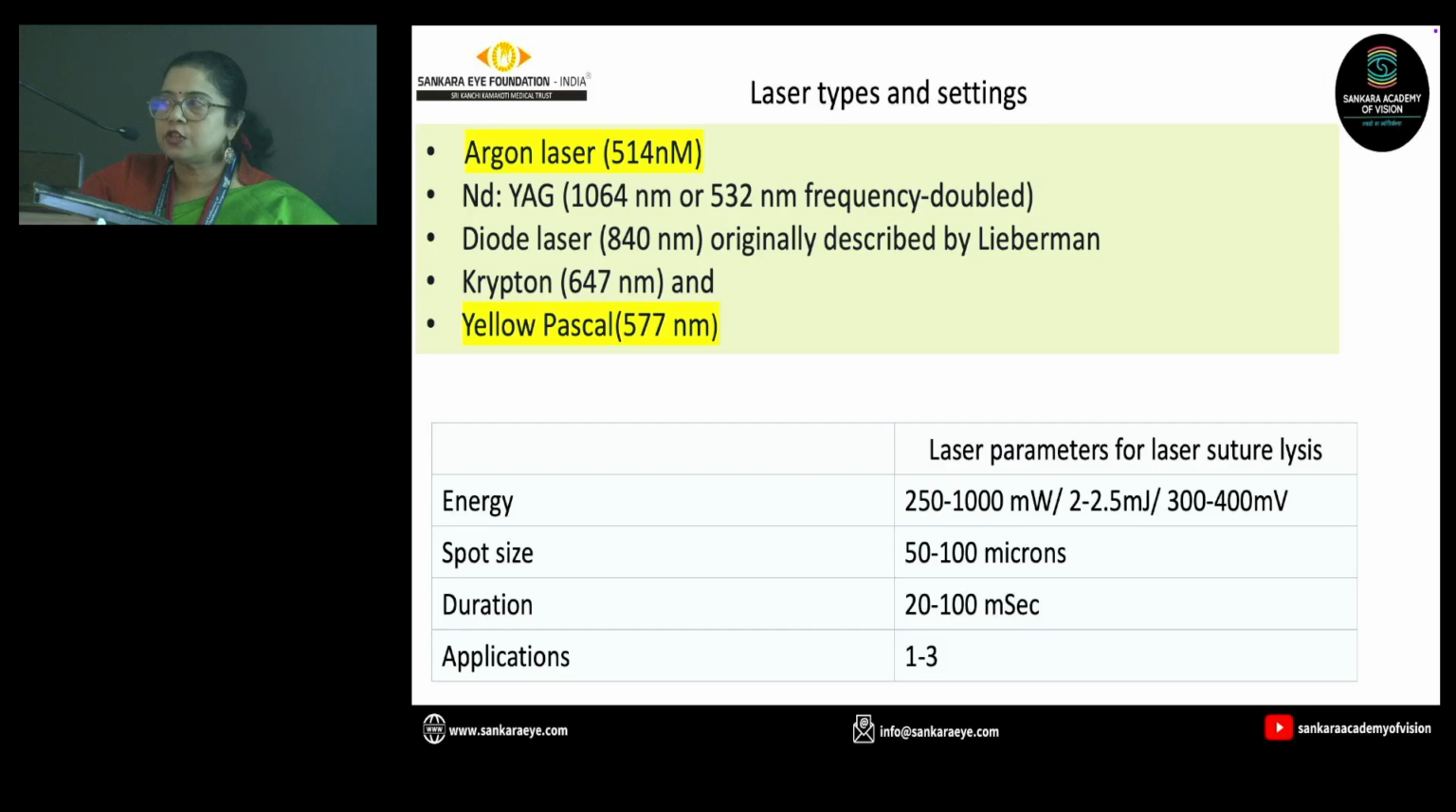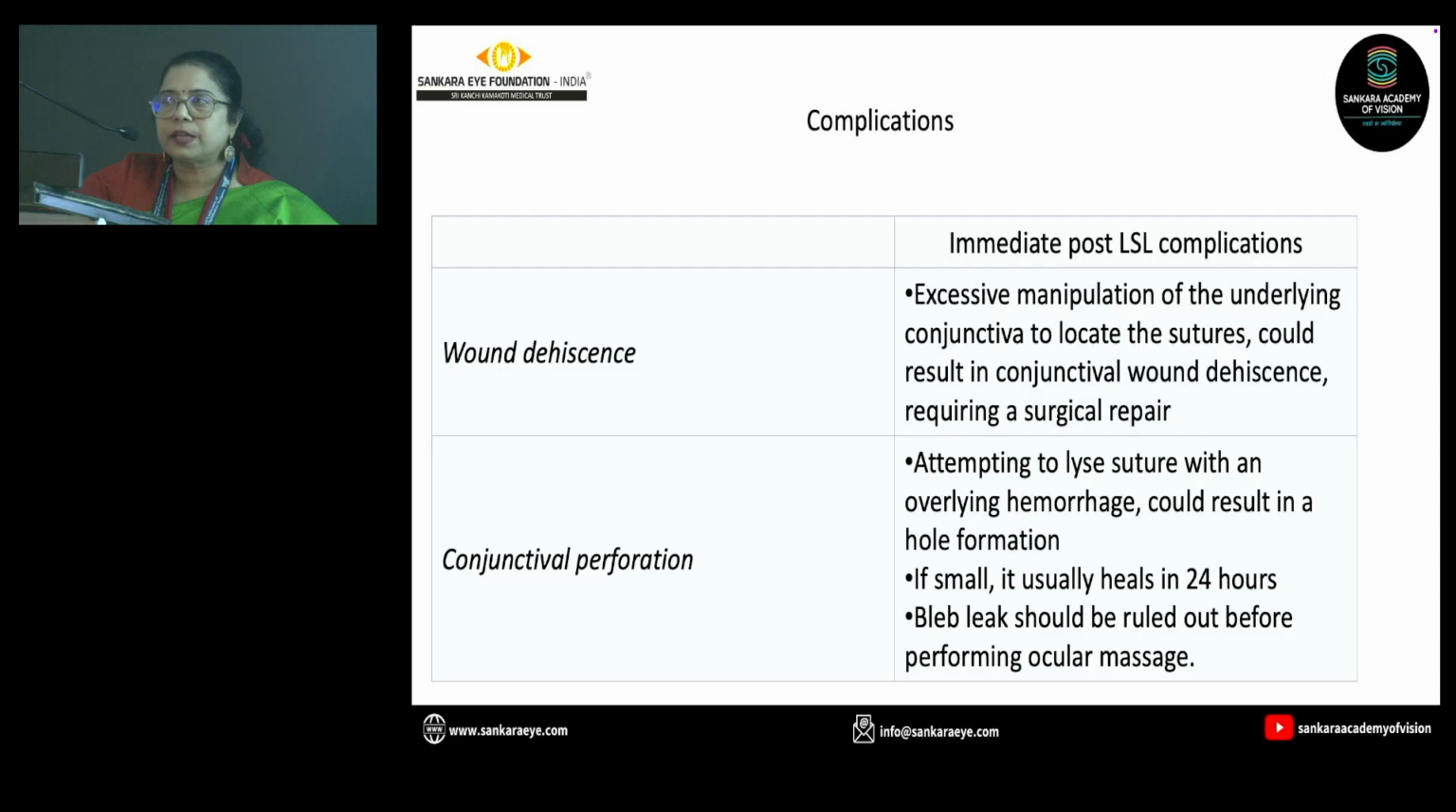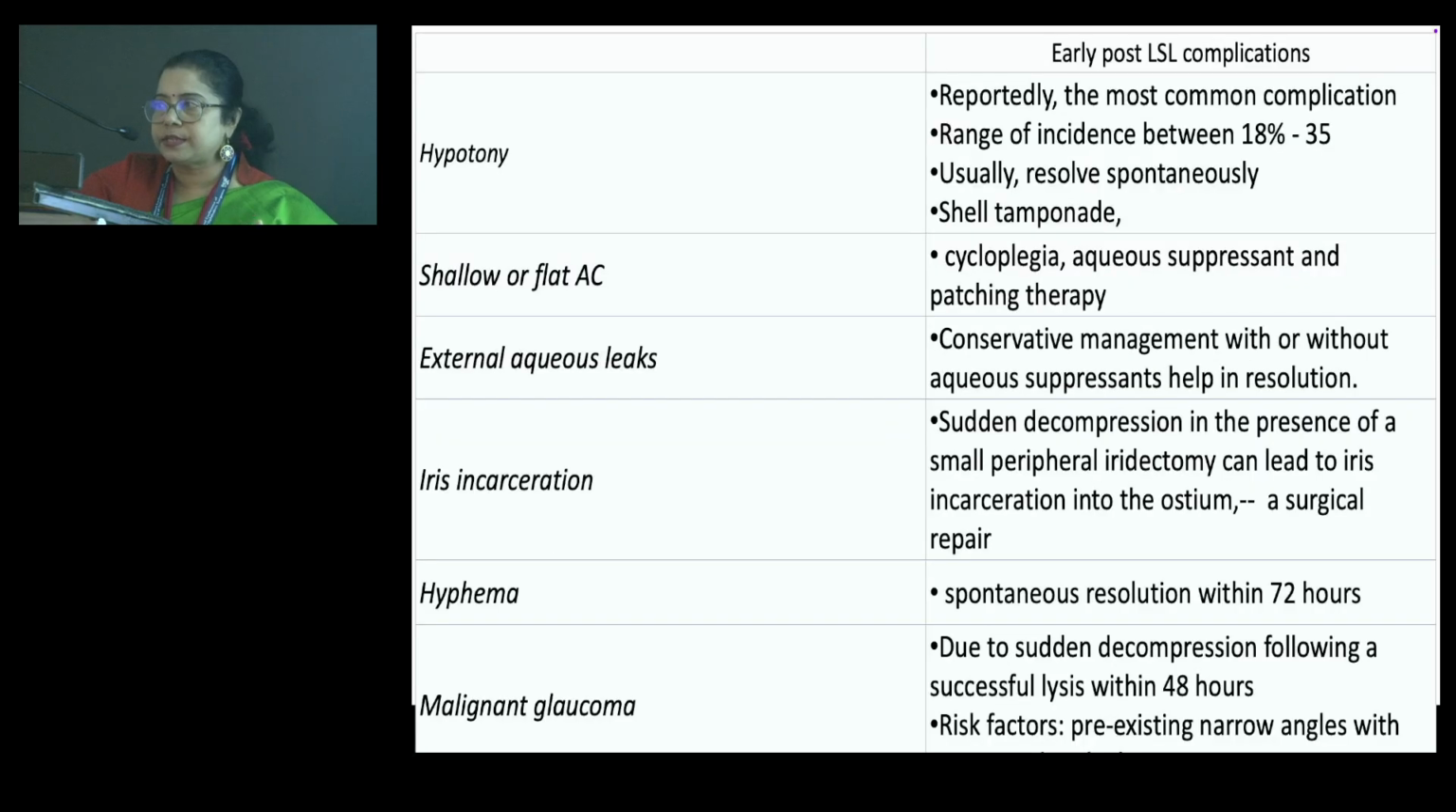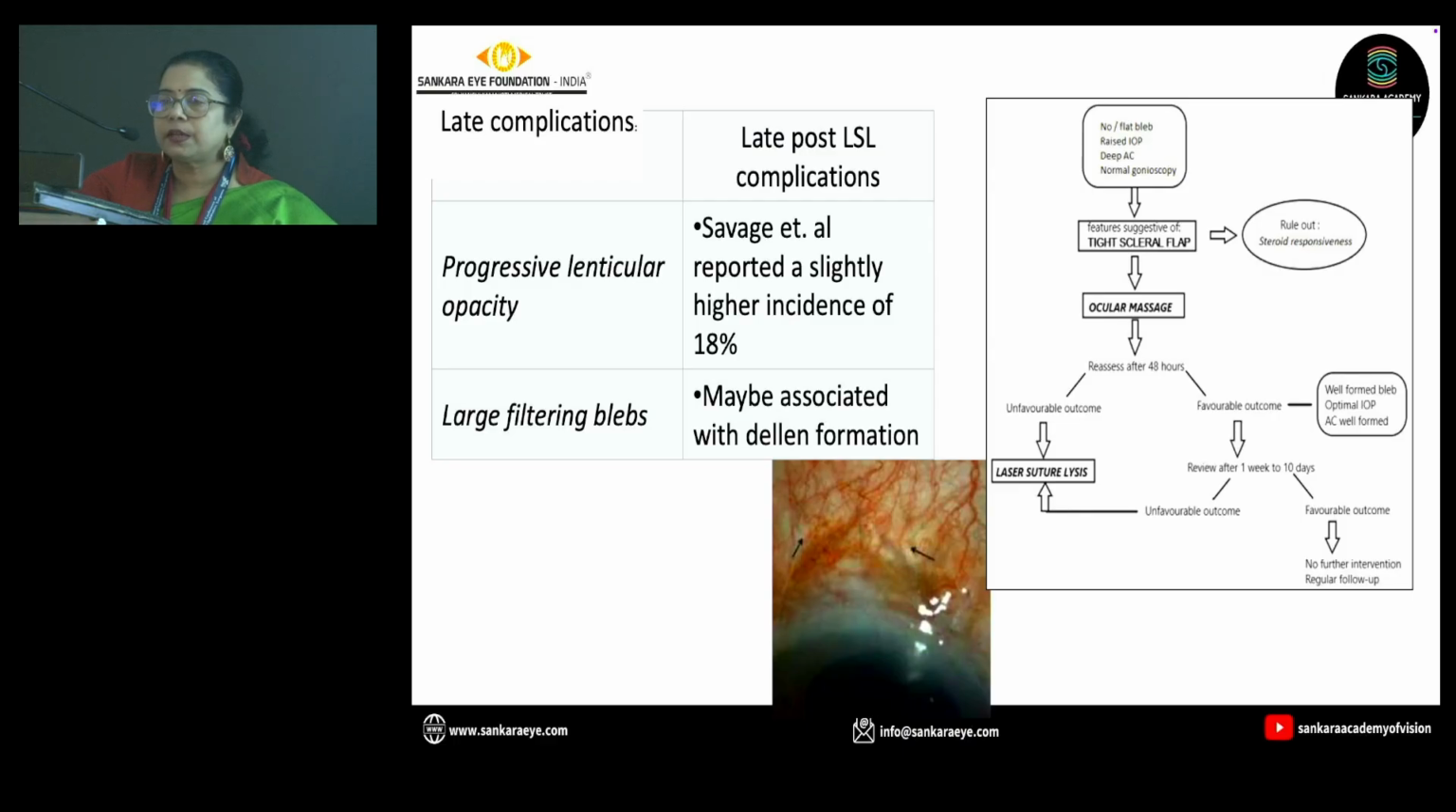And these are the laser settings. Usually you can use argon laser. I use a yellow Pascal laser of 577 nanometer. You can use either 250 to 1000 microvolts with a duration of 20 to 100 milliseconds. With 1 to 3 applications, you should be able to cut. Multiple complications have been reported, but all are not very major. Wound dehiscence, conjunctival perforation, sudden hypotony can happen, hyphema, and very rarely malignant glaucoma. Late complications of lenticular opacity and large filtering blebs can happen. So this is the cut edge of the suture which is seen.